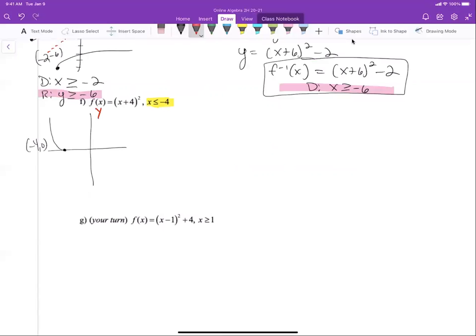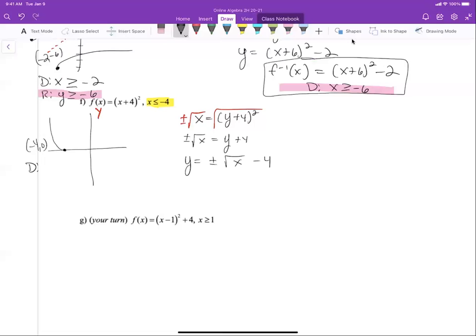I have to then find my inverse function. I'm going to switch my x's and y's. So x equals (y plus 4) squared. I have to take the square root of both sides in order to get rid of that squared. Now, when we take the square root, don't forget we have plus or minus. So I have plus or minus the square root of x equals y plus 4. Don't need those parentheses. Now I need to subtract 4 from both sides. Y equals plus or minus the square root of x minus 4.